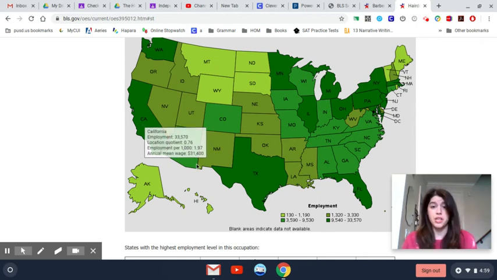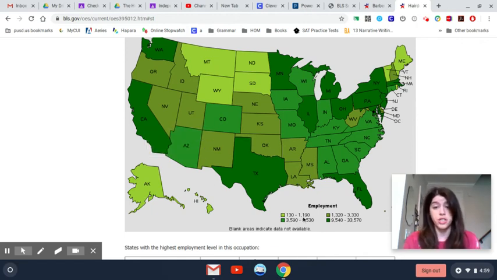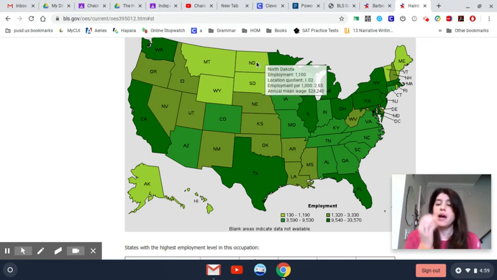States where it doesn't seem like there is much, and if you notice, there's only 130 to 1,100 employees in this category, would be those northern states like Maine, Montana, Wyoming, North Dakota. Now, again, I'm just talking about my example for hairstylists. You guys may be getting completely different information.